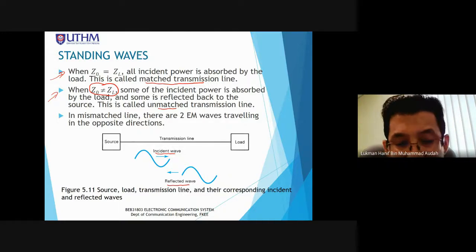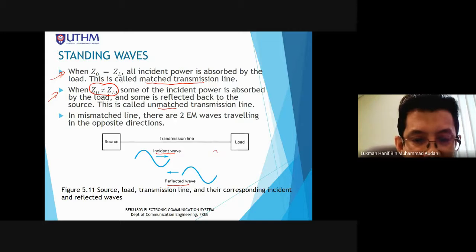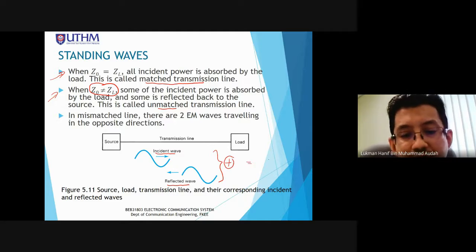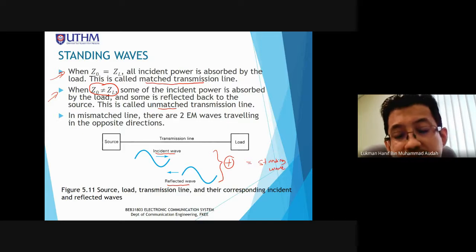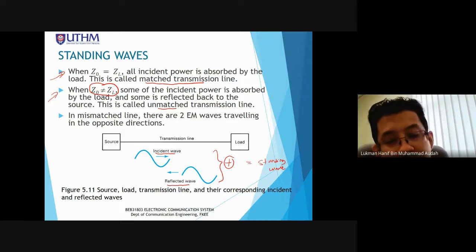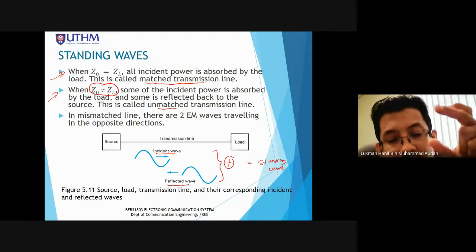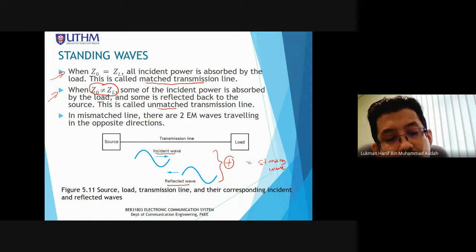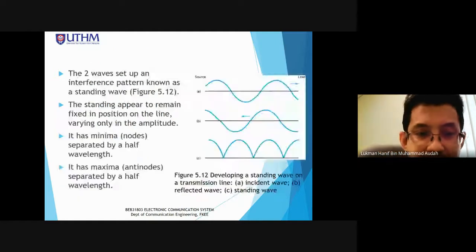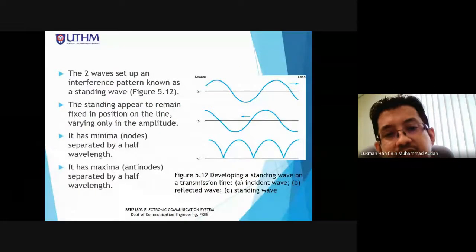So hasil tambah, okay, summation of both of these, hasil tambah incident and reflected wave, we can produce what we call as a standing wave. Standing wave terdiri daripada kedua-dua ini. Hasil tambah kedua-dua ini, maka kita akan lihat gelombang itu seolah-olah berdiri pada paksi X. Okay. And this is the pattern.